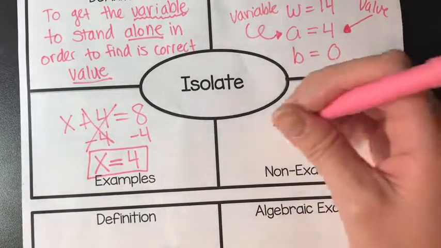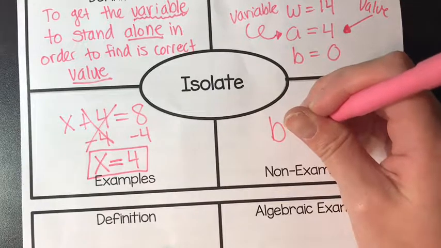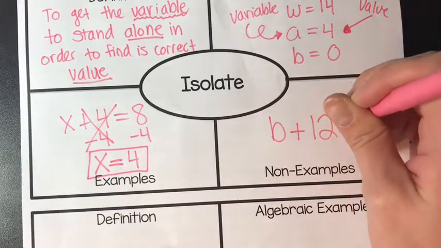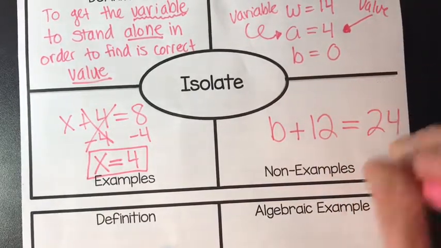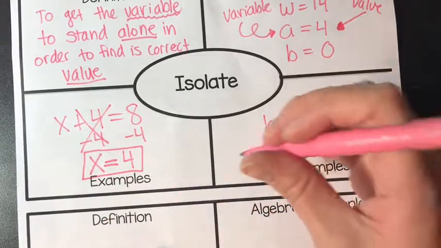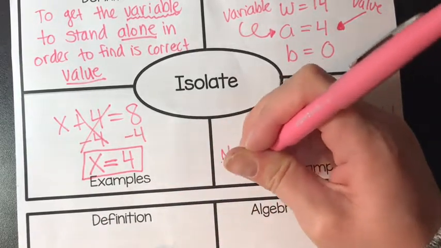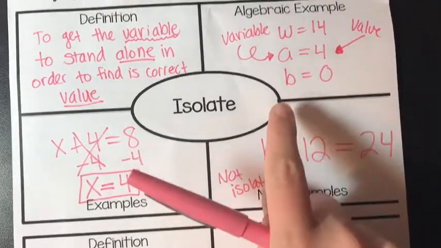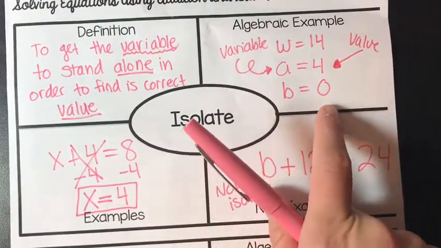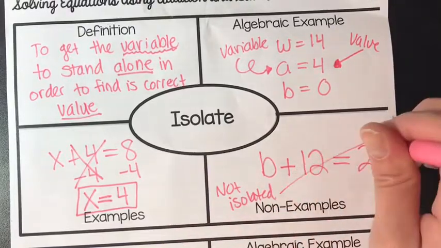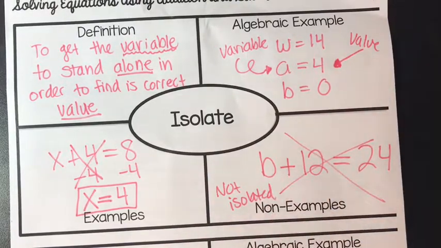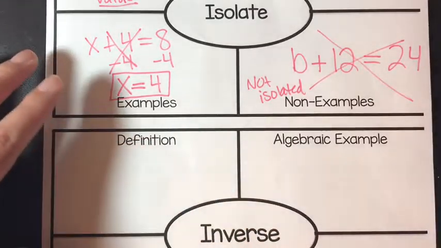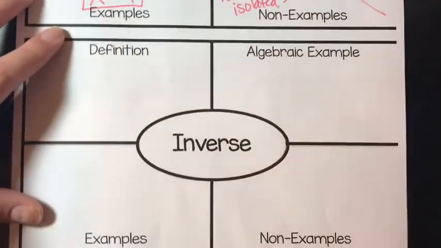Non-examples would be something like the original equation. B plus 12 equals 24. This is not isolated because there's still a 12 on this side. Isolated means it's just the variable equaling a value. This is not an example of an isolated variable. All right, moving on to the next word.